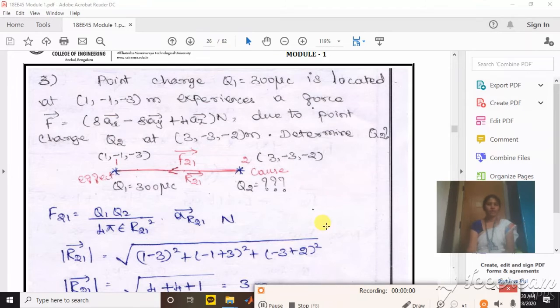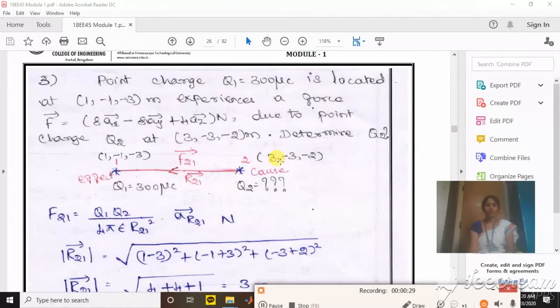Good morning students. Coming back, in the previous class we have seen many problems. Now we will see some more problems under Coulomb's law. Consider a point charge Q1 equal to 300 microcoulomb located at (1, -1, -3) meter, and it experiences a force F = 8ax - 8ay + 4az Newton due to the point charge Q2 at (3, -3, -2) meter. Determine Q2.